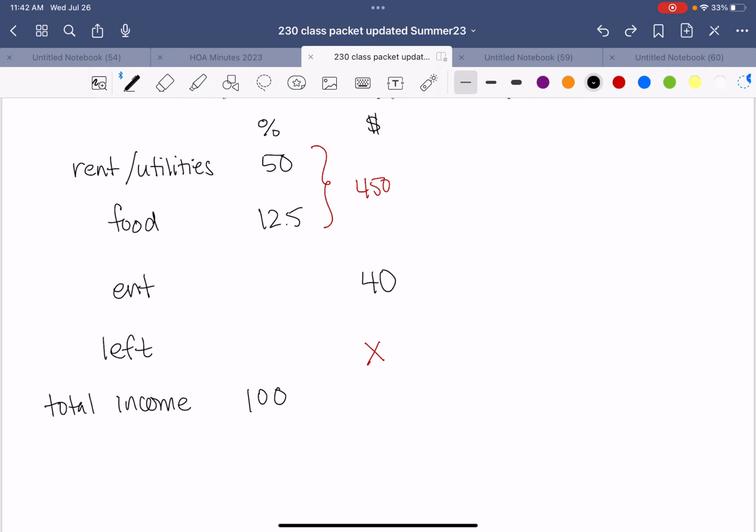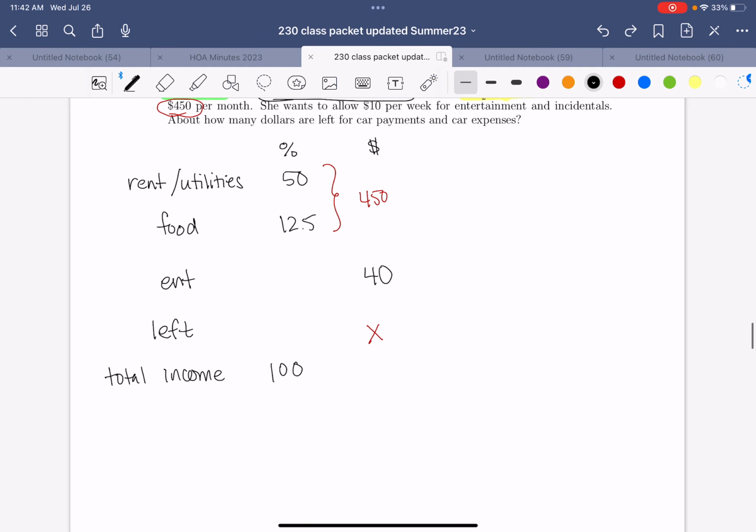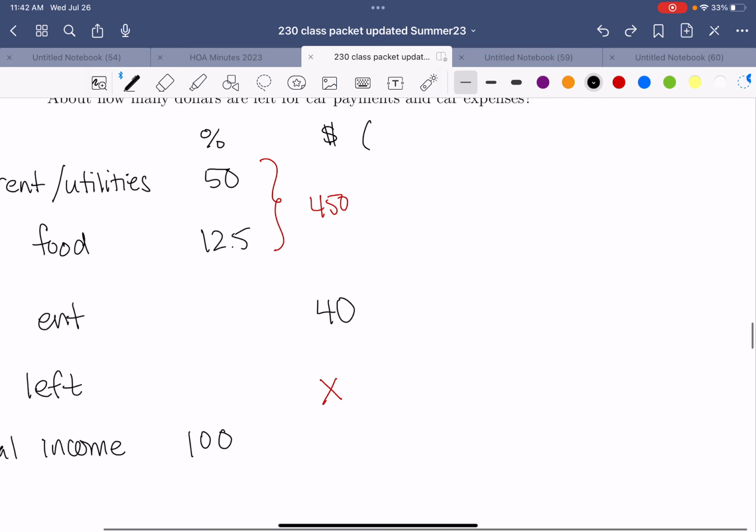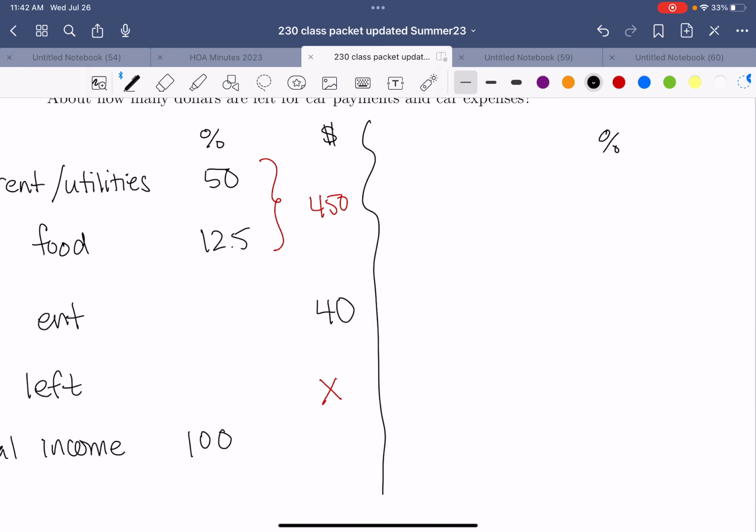So what I want to do is I'm going to rewrite this chart, but I'm going to combine those top two categories together because their dollar amount is given together. So let's create a second chart where we put still percent in dollars, but we're going to go rent, utilities, and food all together. And that way I have 50% rent and utilities, 12.5% food. So altogether that's 62.5%. Okay. And together it's $450. And there's my bridge.